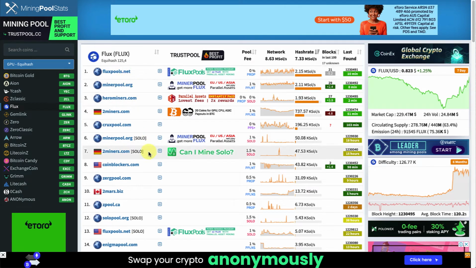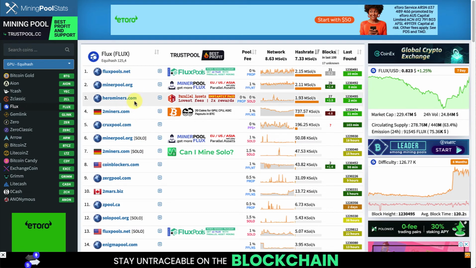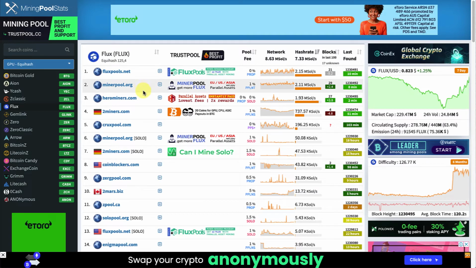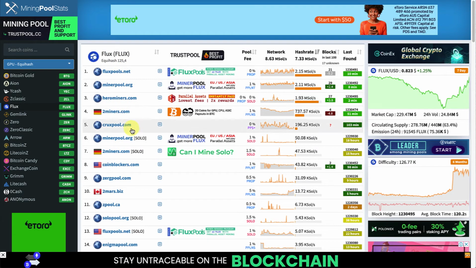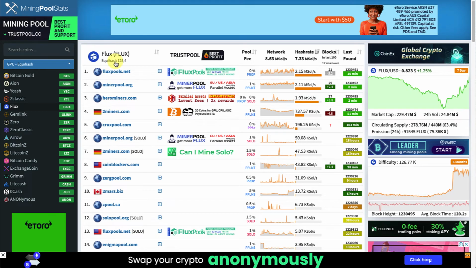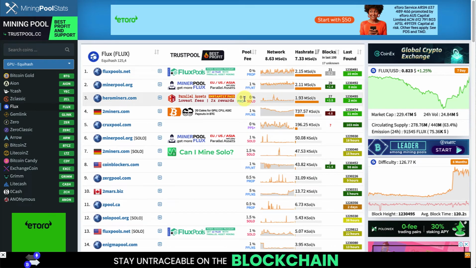So spreading out our hash rate to different pools will probably give us a better result. Just try these top four, top five pools to see if it gives you and your rig a better result. But at the moment, HeroMiners is still on zero fee. So you're actually making a little bit of extra at the time.